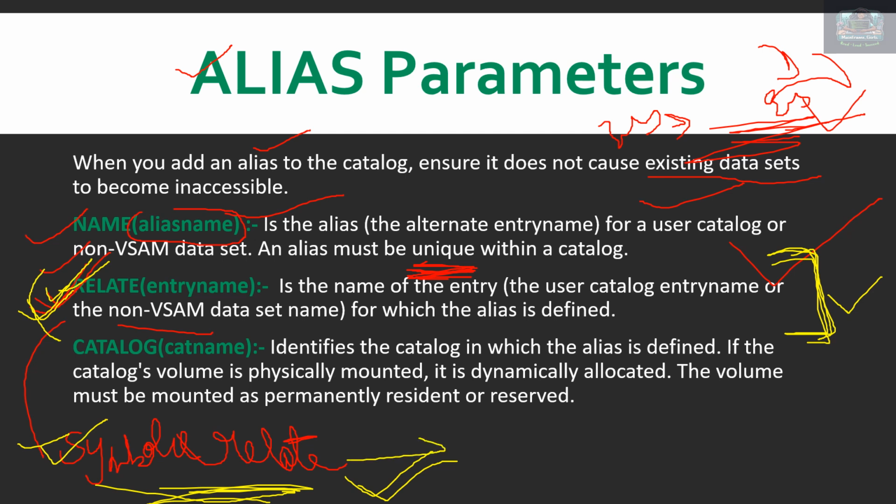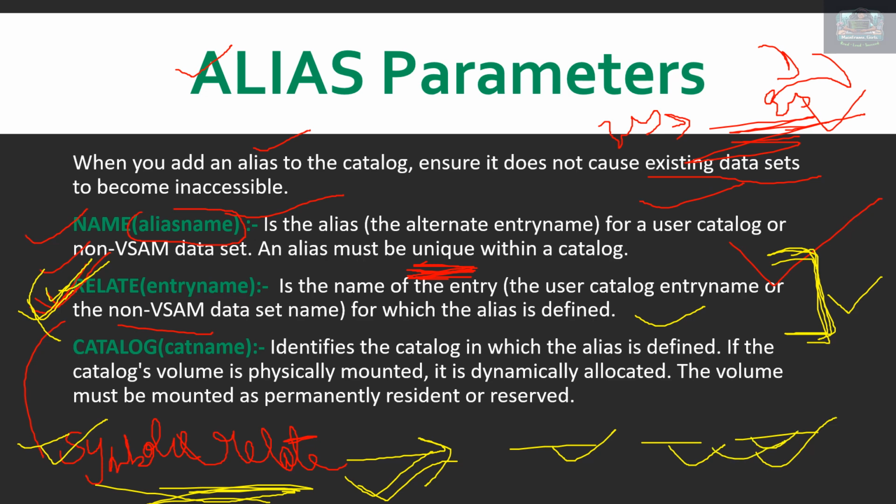It will be an extended alias, so it will be there in all the systems. Normally, if it is a shared system, it will be there. But when it is with SYMBOLICRELATE, the catalog entries will be present in every system.